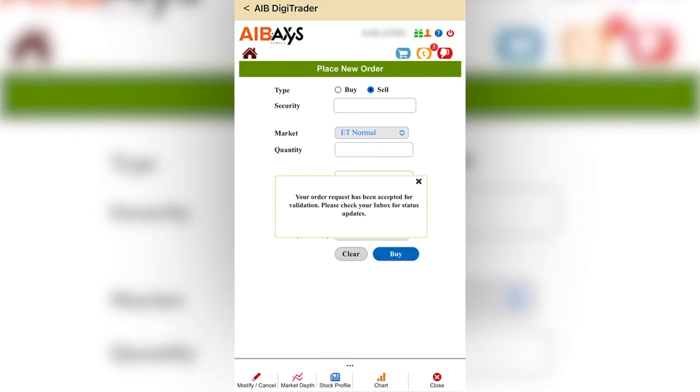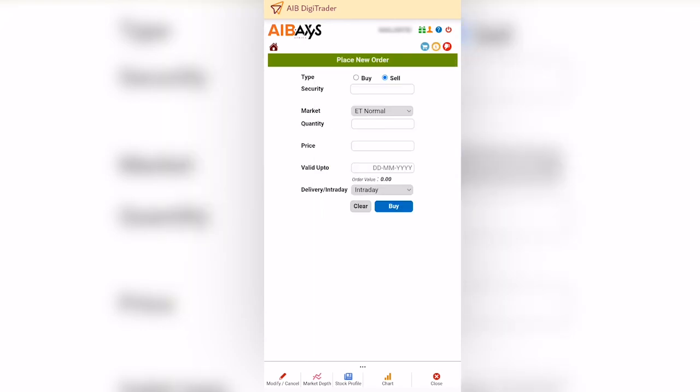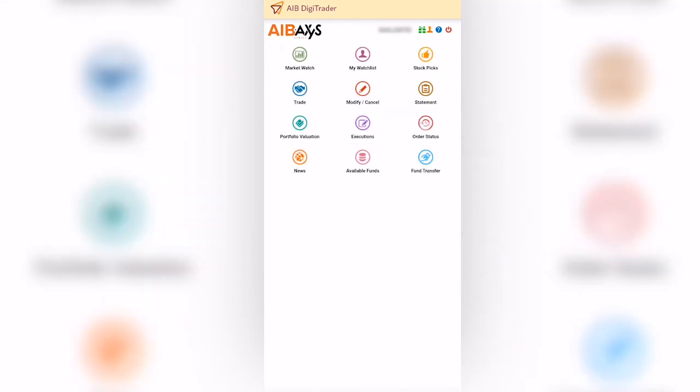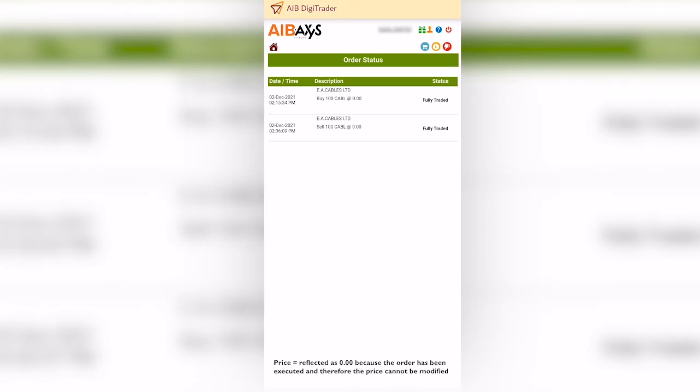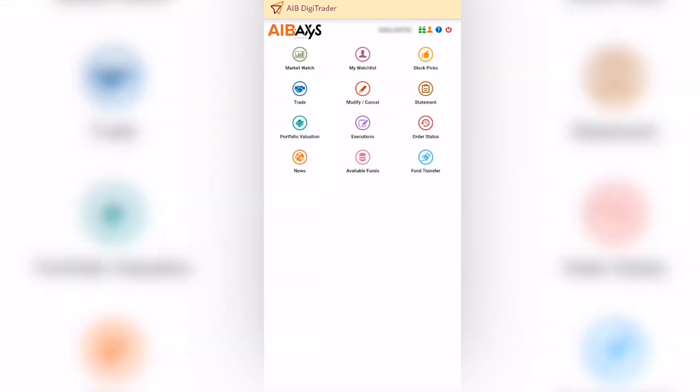Your order request has been accepted for validation. If you click on notifications, you'll be able to see your trade confirmation. And if you go back to the home page and click on order status, you'll be able to see your sell order right there. Again, it's fully traded, meaning it's executed immediately. If you go to executions, you'll again be able to see it right there. And just like that, you've completed an intraday trade.